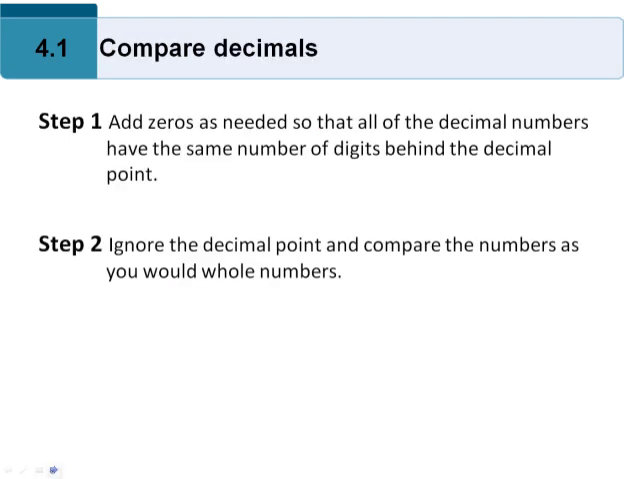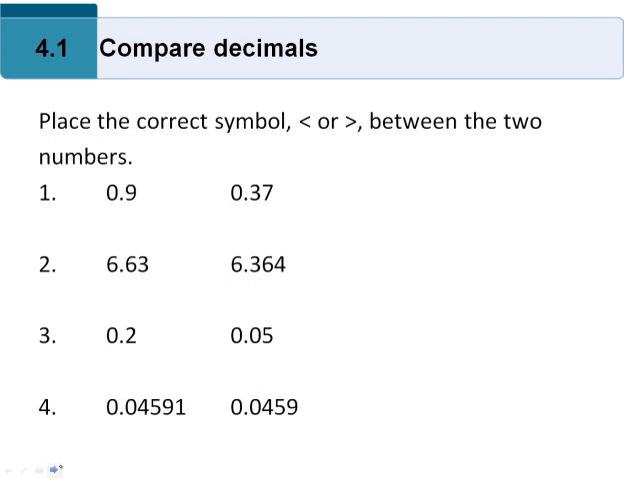Okay? All right. Now our last objective is to compare decimals. So what you have to do is you want to make sure that they have the same number of digits behind the decimal point. So if they don't, then you need to add zeros, okay, so that all the decimal numbers have the same number of digits behind the decimal point, okay? And then once you've done that, ignore the decimal point and compare the numbers just as you would whole numbers, all right? It says place the correct symbol less than or greater than between the two numbers.